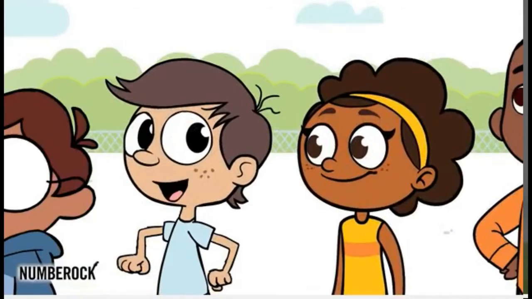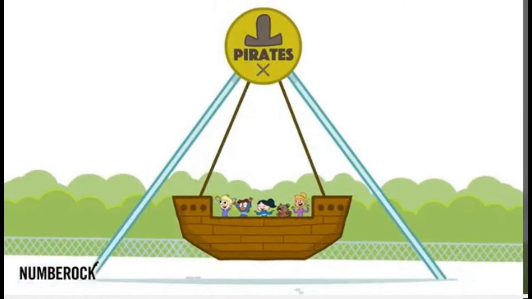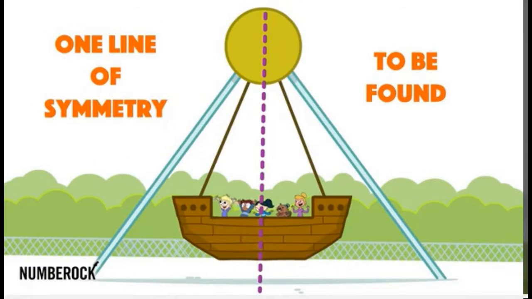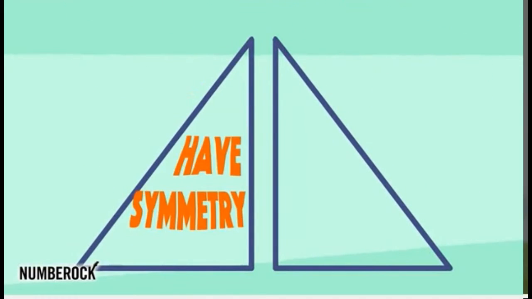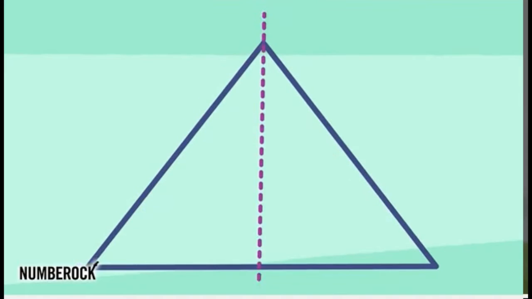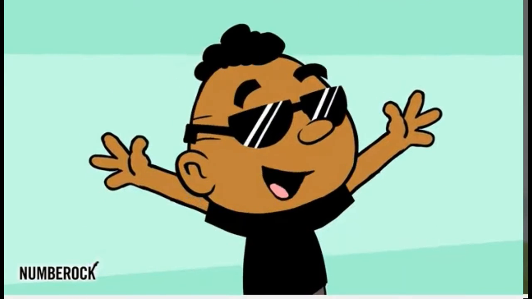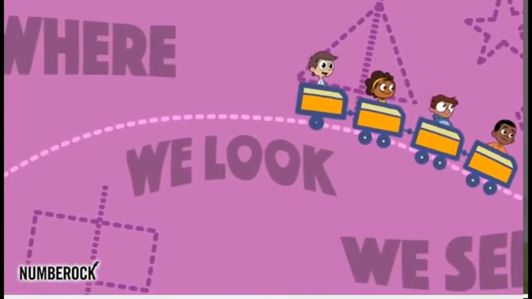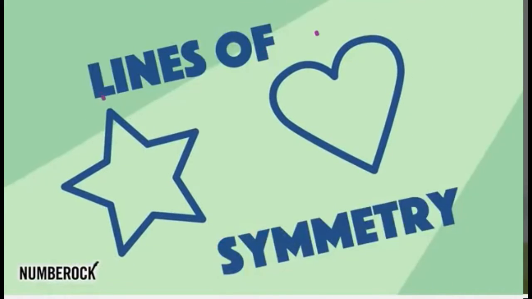At the pirate ship, we wait our turn. This ride can make our stomachs churn. A line from the axle to the ground is one line of symmetry to be found. Identical parts facing each other have symmetry with one another. Lines of symmetry evenly divide. Let's find symmetry on every ride. Everywhere we look, we see lines of symmetry.